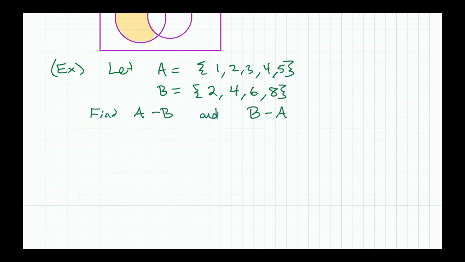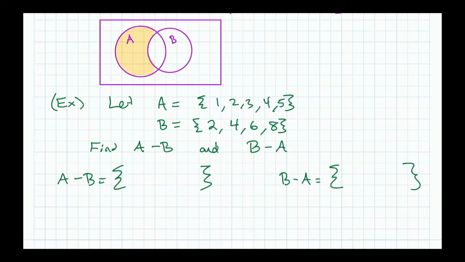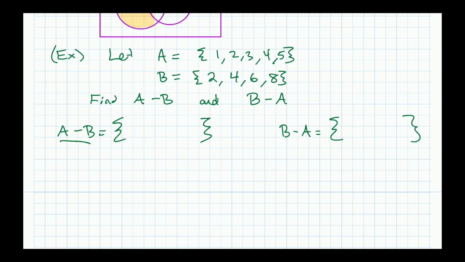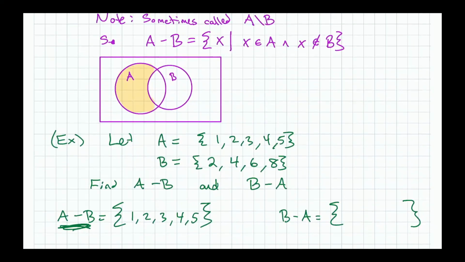Okay. And let's think about how to do this. So A minus B first. And then we're going to do B minus A, which is going to be what? Let's find out. So the way you should think of this is, when you're doing A minus B, you're starting with everything in A. There's everything in A. But then what you want to do is get rid of everything that was in B.